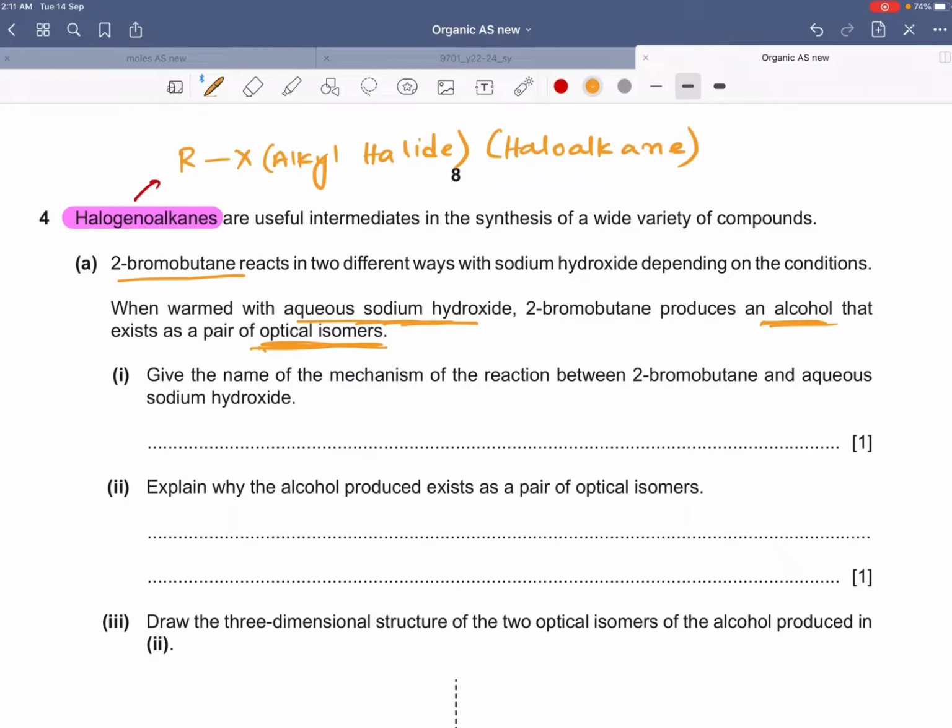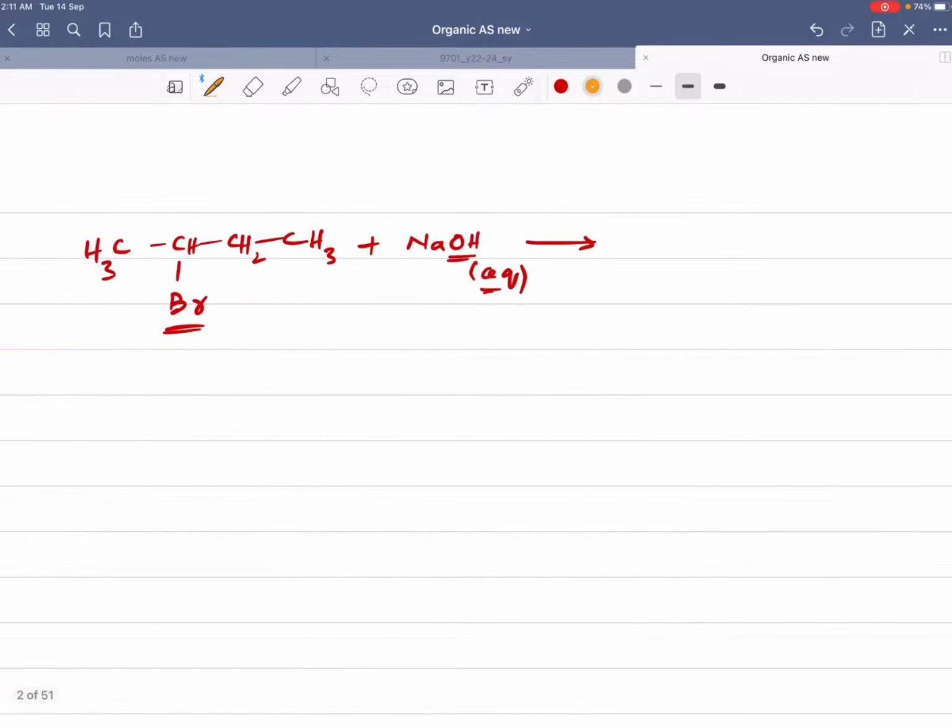Now the first part of the question is: give the name of the mechanism of the reaction between 2-bromobutane and aqueous sodium hydroxide. So basically in this reaction, the OH group will act as a nucleophile, and this will replace Br. So this is nucleophilic substitution.